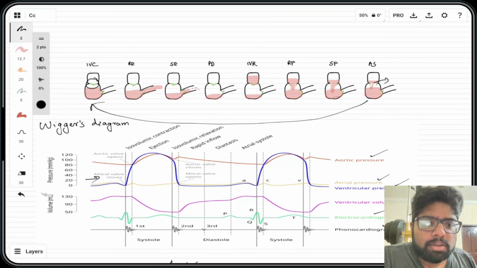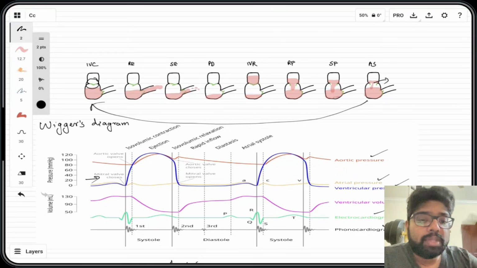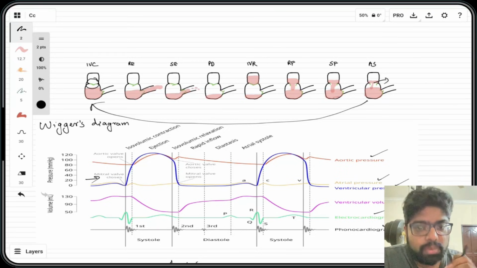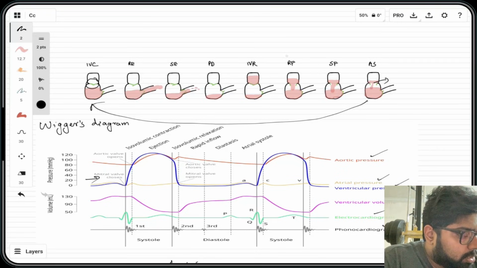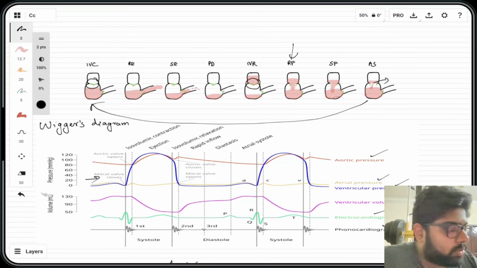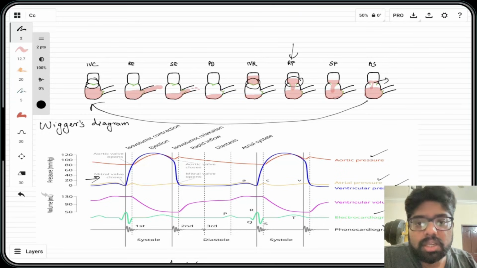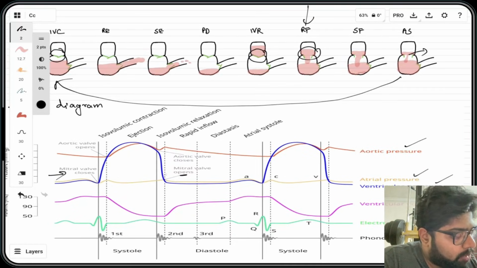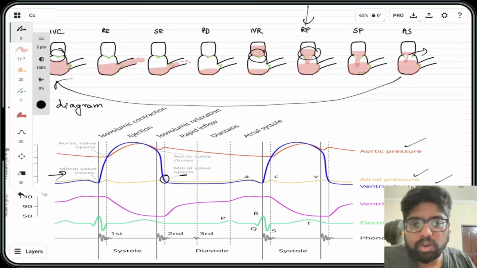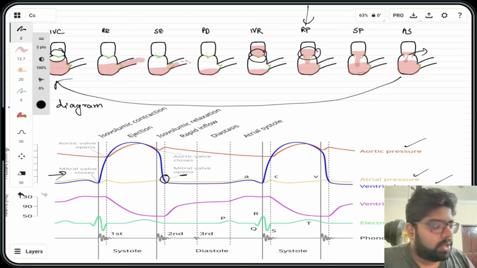When does it open? The mitral valve regulates the flow of blood from the atria to the ventricle. So when the ventricle needs to be filled up with blood, it has to open. So when does that happen? Look here, in the rapid filling phase. In isovolumic relaxation, it was already closed, whereas in the rapid filling phase, at the beginning, it has to be opened so that blood can fall into the ventricle. So the mitral valve opens at the end of isovolumic relaxation or the beginning of the rapid inflow phase. Clear? What about the aortic valve?